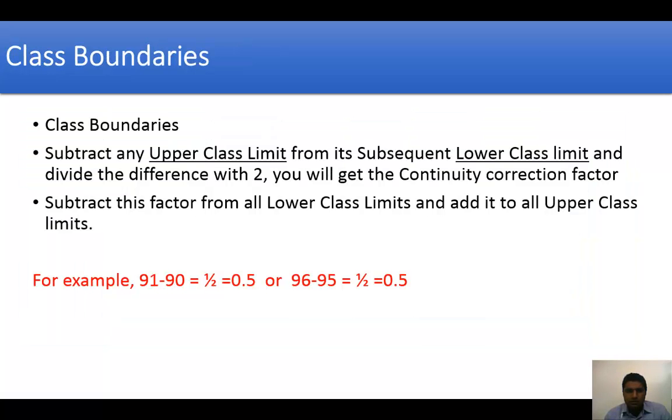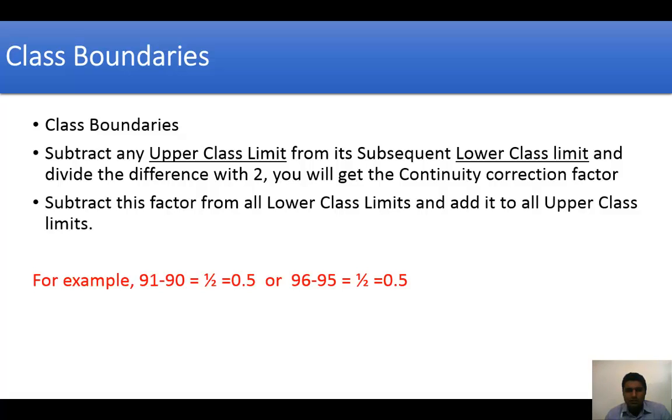Well, class boundaries. It is a continuity correction. Basically, you need to see the difference between the upper limit of the first class and the lower limit of the second class. That difference is 1 in this case, and you will divide that 1 by 2, you will get 0.5. Now you need to add this 0.5 to all the upper class limits, and you need to subtract this number from all the lower class limits. This will make up the class boundaries which we will use in the histogram.